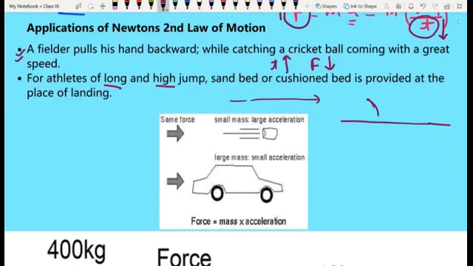When he jumps on this surface, and if it is a solid surface, what will happen? The momentum will suddenly become zero. The time to change the momentum will be less, so the force will be higher. He may get injured, even fatally. So to avoid that kind of situation, we use sand beds or cushion beds.